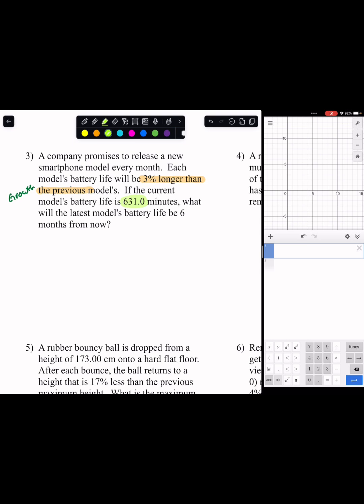What will the latest model's battery life be 6 months from now? So that's going to be our time. So let's write everything out. Y equals A, parenthesis 1 plus or minus R, X. Remember, the plus is if it's a growth, a minus is used if it's a decay.